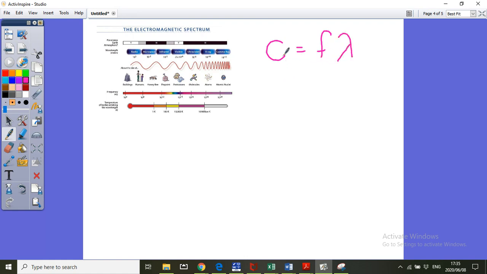So if you look at this, because c is a constant, you can say that the frequency is equal to a constant over the wavelength. So that means the frequency is directly proportional to 1 over the wavelength. This means that they are inversely proportional to each other. So as the wavelength goes up, the frequency goes down and vice versa. This is the first relationship you need to see from the electromagnetic spectrum.